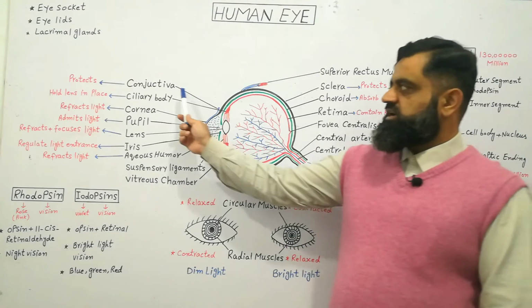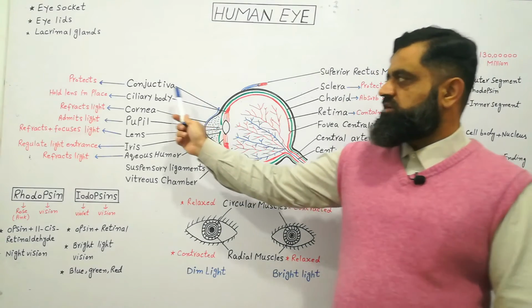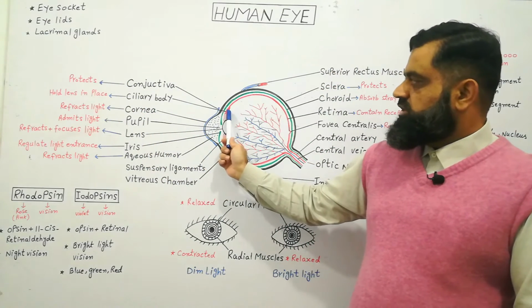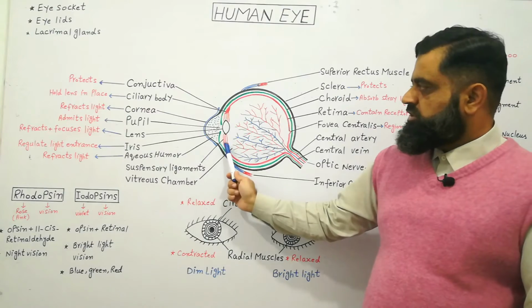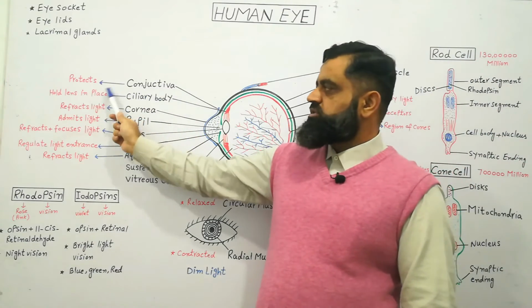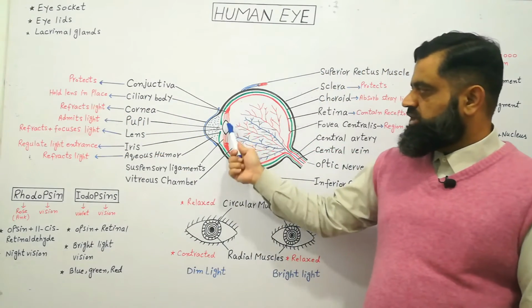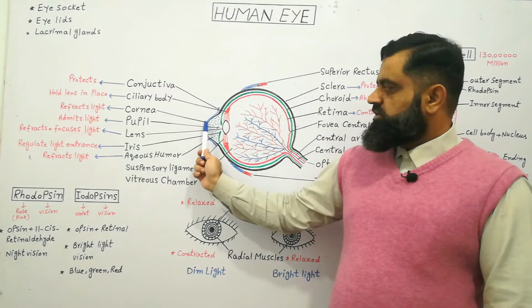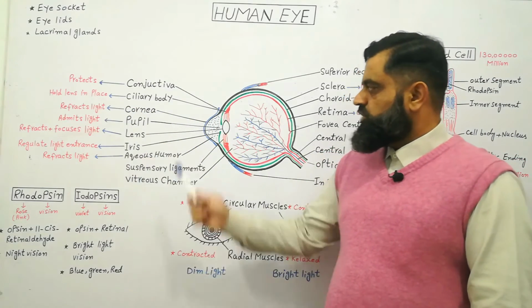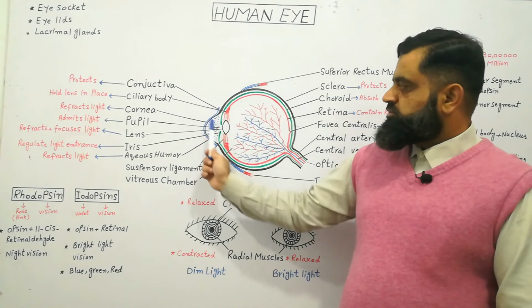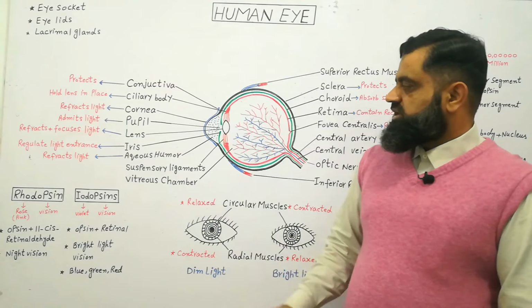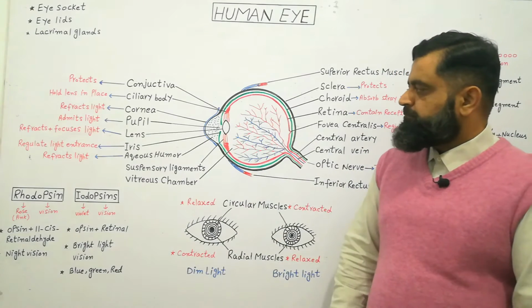First of all, the conjunctiva. Conjunctiva is the outermost layer which protects the eye. Second part is the ciliary body, upper ciliary body and lower ciliary body. These ciliary bodies hold the lens in place because they are holding the lens. Cornea is the outermost layer which refracts light into the eye. Pupil is a small opening behind the cornea that admits light into the inner portion of the eye.